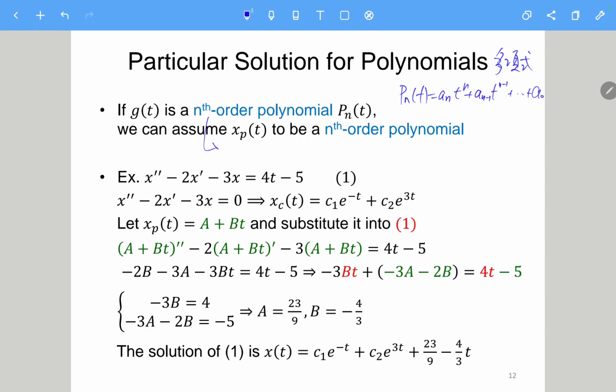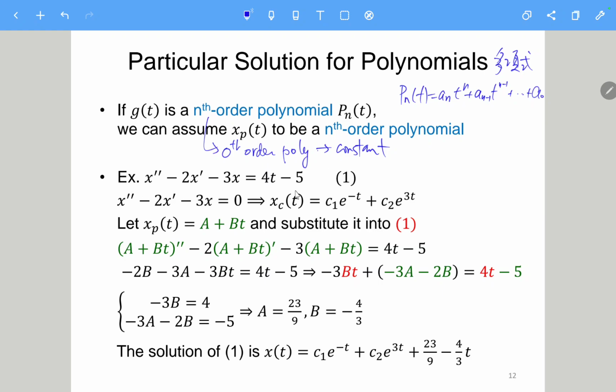A specific case is the 0th order polynomial, which means this is a constant, which usually occurs. Okay, so here it says if g of t is an nth order polynomial, we denote it as Pn of t, then we can assume the particular solution to be also an nth order polynomial. So let's see what it means.